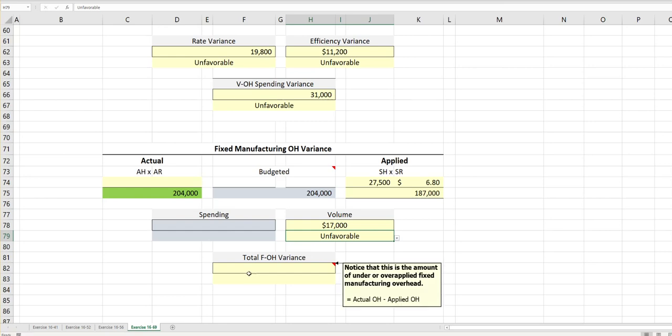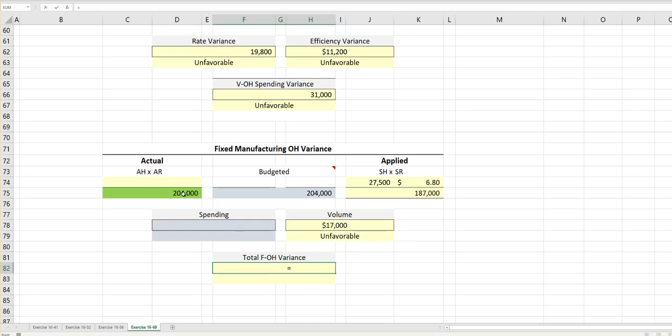Of course, our overall variance, the 204 minus the 187, also would have been unfavorable. The question doesn't ask for those, but had it asked for that, and if this indeed was 0, then we would have had that total fixed overhead variance of 17,000 unfavorable.